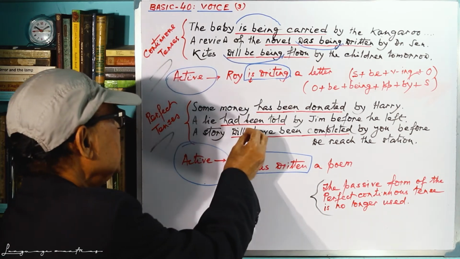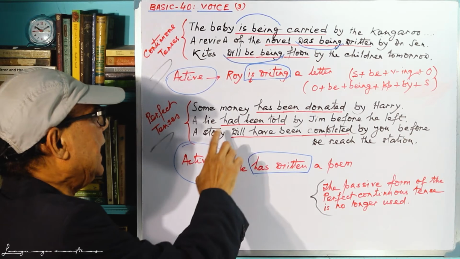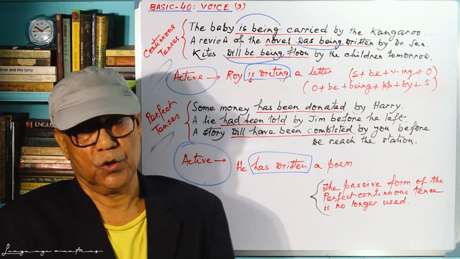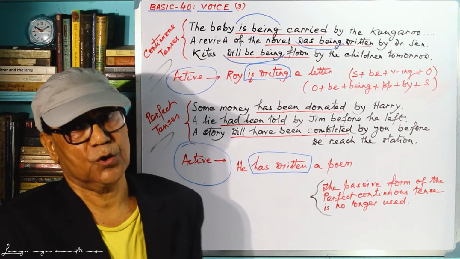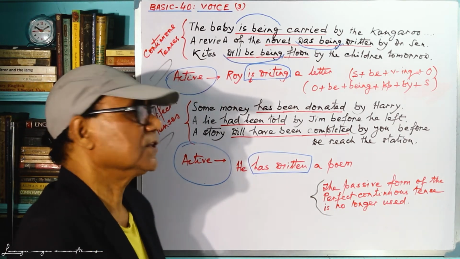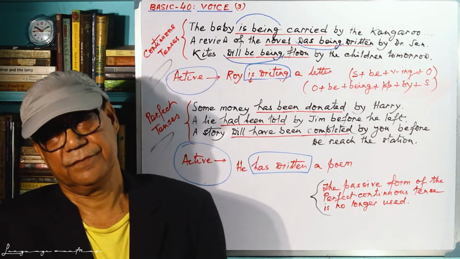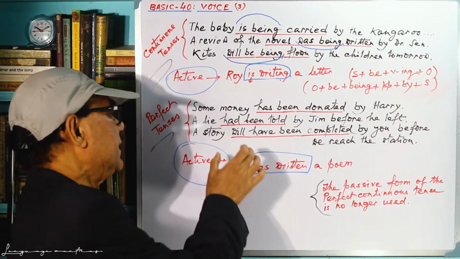Now, if you want to make it present perfect tense, a lie has been told, or Harry has told a lie. In the past tense, it becomes Harry had told a lie. In the future perfect, it will become Harry will have told a lie.